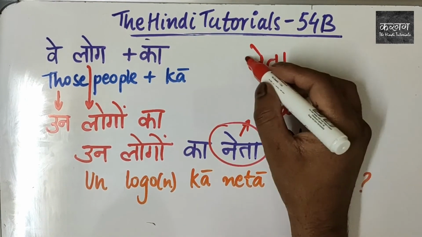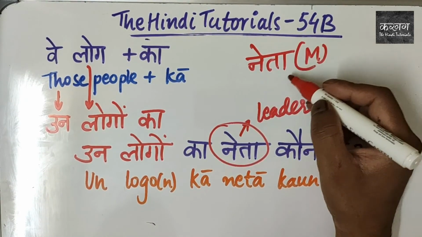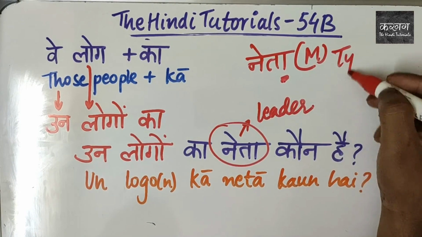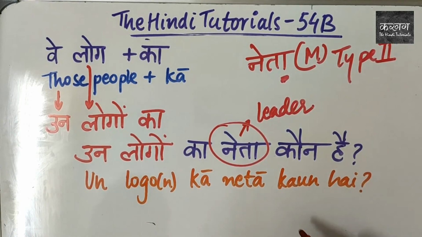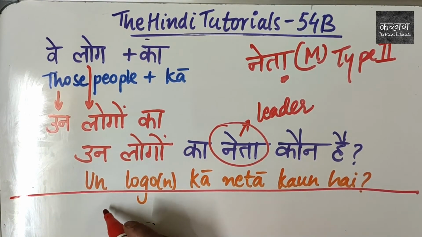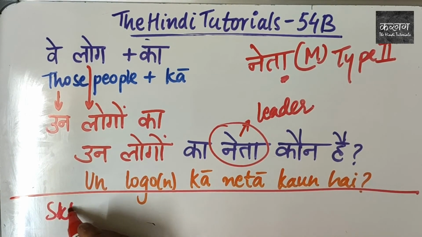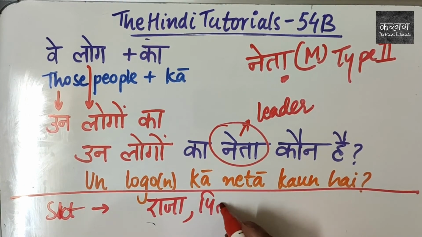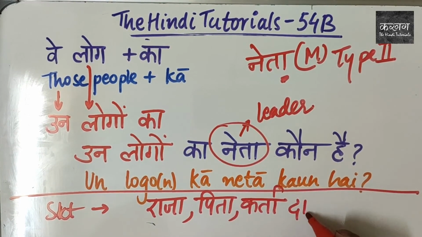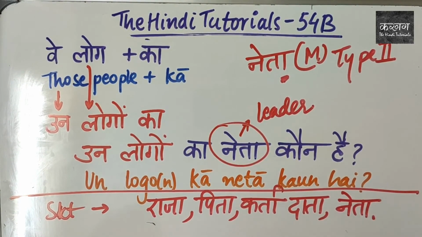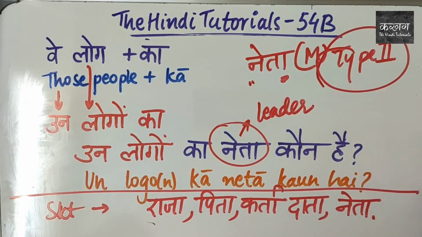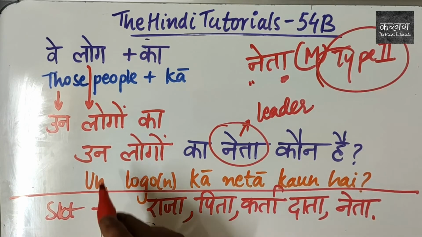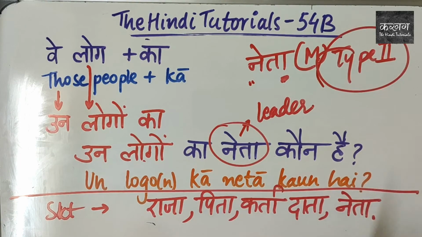Neta is a masculine word, although ending with a, but it's a word of type 2. Do you remember the exceptions that I gave you in the previous lesson? Words that are borrowed from Sanskrit: Raja, Pita, Karta, Data. Neta is one of those words. So, Neta is a type 2 word whose plural is also Neta. So, उन लोगों का नेता कौन है? Who is the leader of those people?